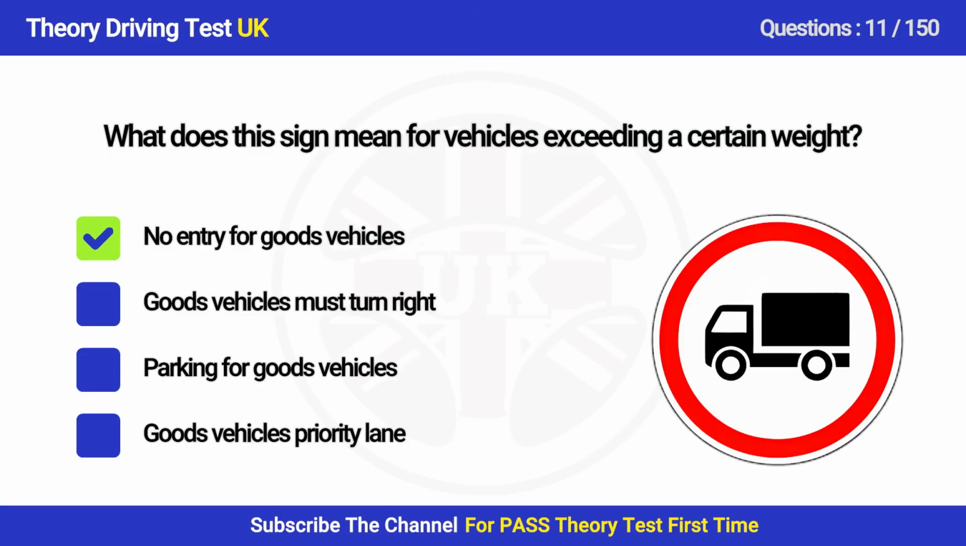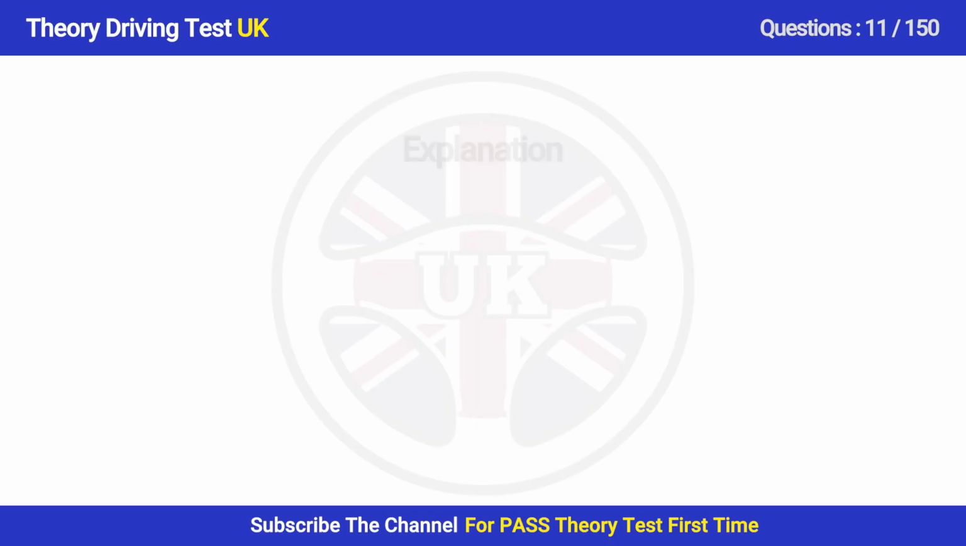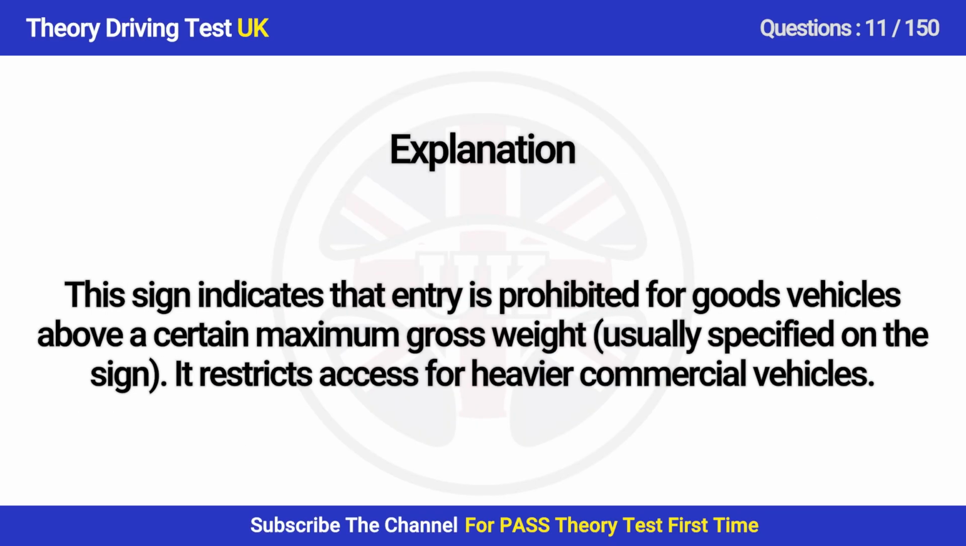Answers is A. No entry for goods vehicles. This sign indicates that entry is prohibited for goods vehicles above a certain maximum gross weight, usually shown on the sign. It restricts access for heavier commercial vehicles.